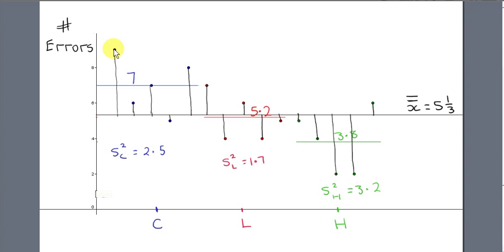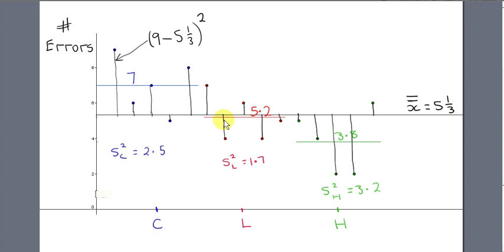So for example, this value is 9, the number of errors committed by one of the subjects in the control group. So we will be taking 9, subtracting the grand mean, which is 5 1/3. That gives us the length of this line. Now this could be positive or negative, depending on whether the point is below the grand mean or above it. So we square it to make it positive.